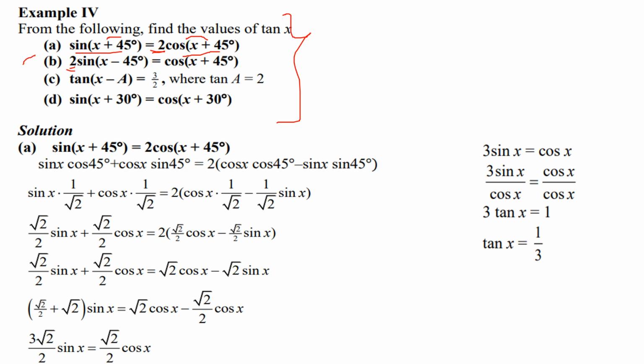Alright, so going to the solution for part A. Part A is sine of x plus 45 degrees being equal to 2 cos of x plus 45 degrees. Then we expand by compound angle. Expansion by sine is the same as sin x cos 45 degrees, then plus cos x sin 45 degrees. When you expand the cos, this 2 is going to affect the expansion, so you bring in a bracket, and you expand this one alone. Cos of x plus 45 degrees, according to compound angle expansion, is going to be cos x cos 45 degrees, then minus sin x sin 45 degrees.